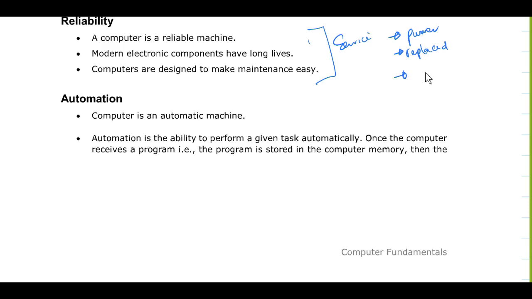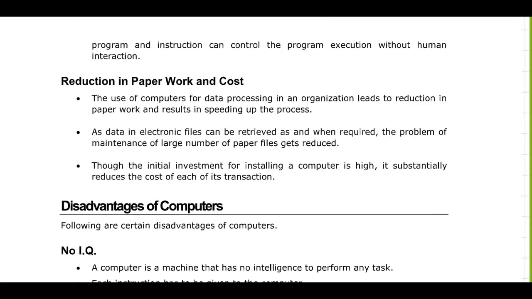Of course, computers also make automation very easy and straightforward because, as we have said, computers will do the work that they have been programmed to do. And therefore, as long as you have given them their appropriate application, they will do the work without human intervention or without humans following up with them. Of course, they also reduce paperwork and cost.